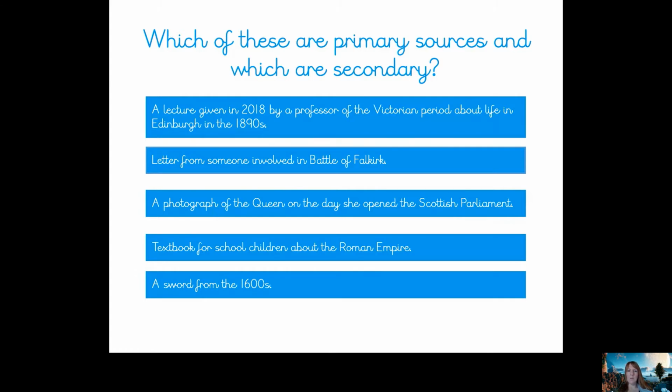Which ones do you think are primary sources and which are secondary? You've got a copy of this in your work pack, and next to it you can write a P or an S, or you can cut them out and stick them into your book into different groups. So pause the video here and you can do that, sort them into primary sources and secondary sources.